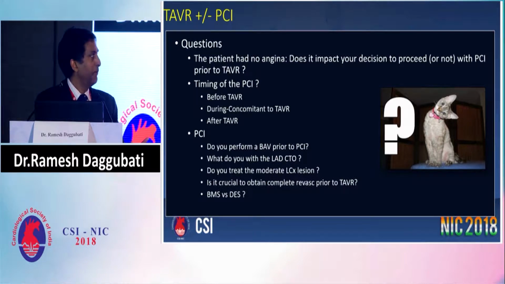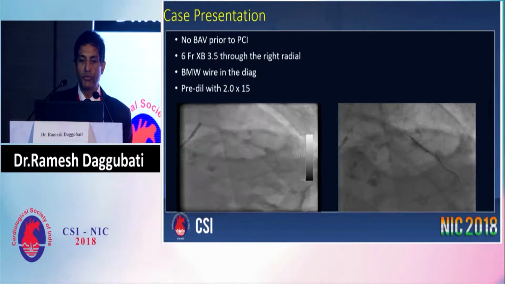Do you perform a BAV prior to PCI, because of the risk of rapid pacing, which is what we are concerned about in patients with significant coronary artery disease. And what do you do with the LAD CTO in this patient? Do you treat a moderate circumflex lesion, or is it crucial to obtain complete revascularization with TAVR, and is there any data for it? And whether we should use bare metal or drug-eluting stent, given that this patient had a previous GI bleed, maybe bare metal stents would be better, we don't know.